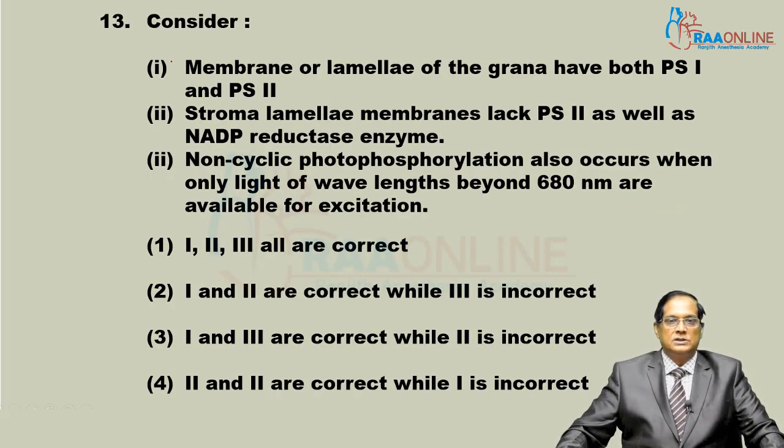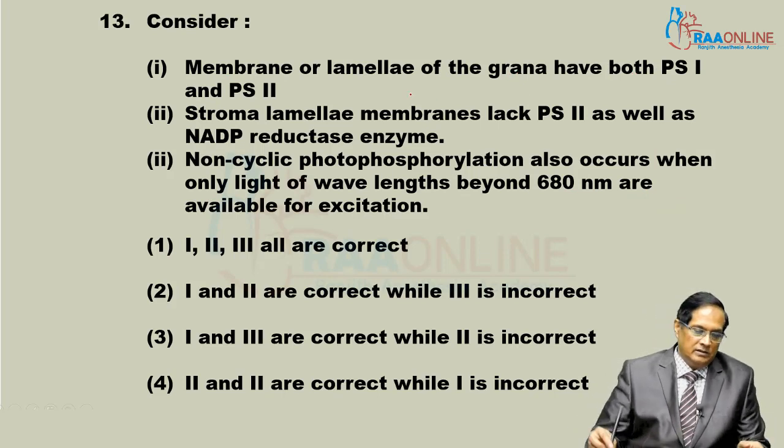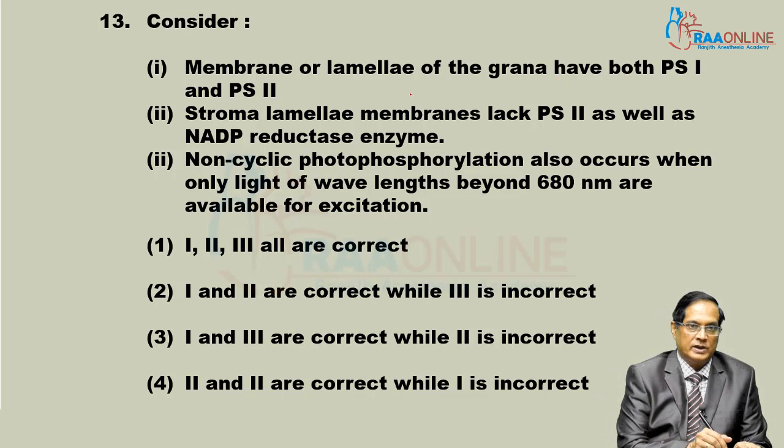Now 13th question, membrane or lamellae of grana. Yes, grana lamellae, that is thylakoid restricted to granum only. These are the granum thylakoids which are related with the granum only, and they have pigment system 1 and pigment system number 2 both. Suppose this is a neighboring granum, it also has granum thylakoids.